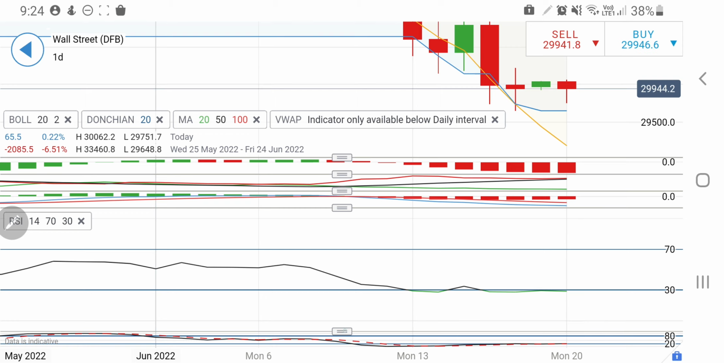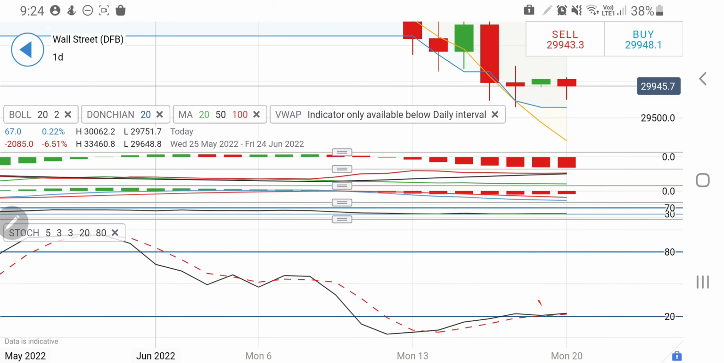RSI on the daily charts is oversold and hence a bounce back can be expected. Similarly, stochastic's slope is very minimal there, so that is to be cautious about. Only a strong reversal, a sharp green candle, can give it a bullish slope there.